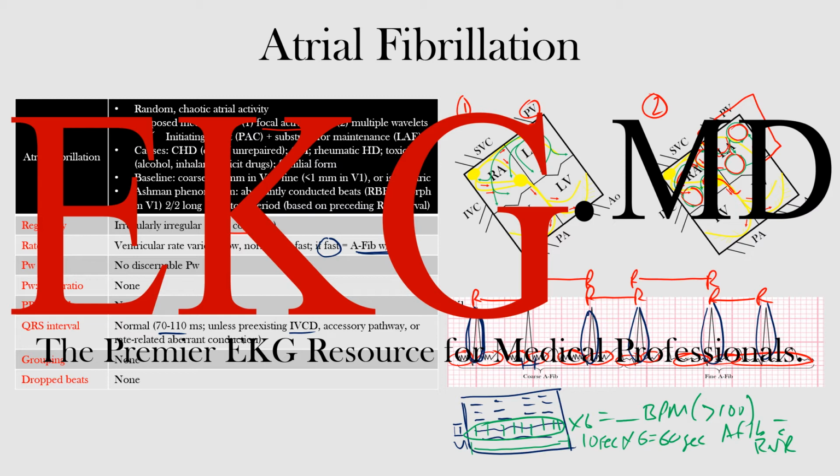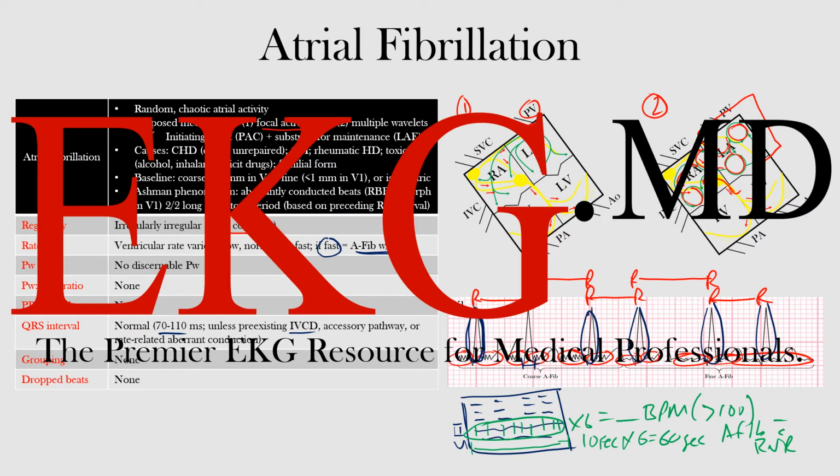Now with regards to the baseline, it can be either coarsely irregular, which we refer to as coarse fibrillation, often with the baseline amplitude greater than or equal to 1 millimeter in V1, or it can be finely irregular, which we refer to as fine fibrillation, typically when the baseline amplitude is less than 1 millimeter in V1. Sometimes a general cutoff of 0.5 millimeters is used, but either way, it really doesn't change our diagnosis of AFib. You may also hear these indiscernible waves above and below the baseline referred to as fibrillatory waves.